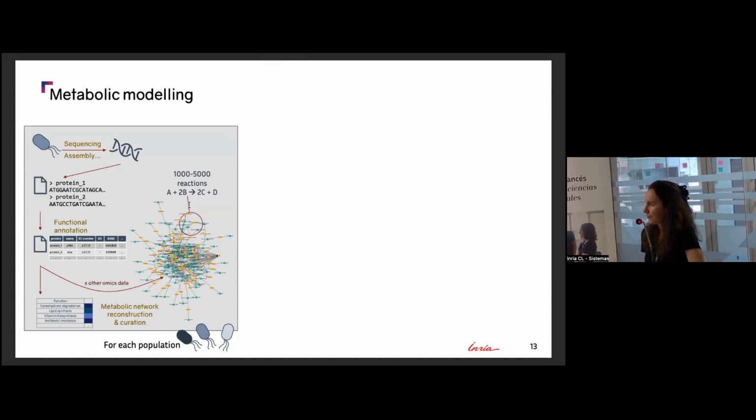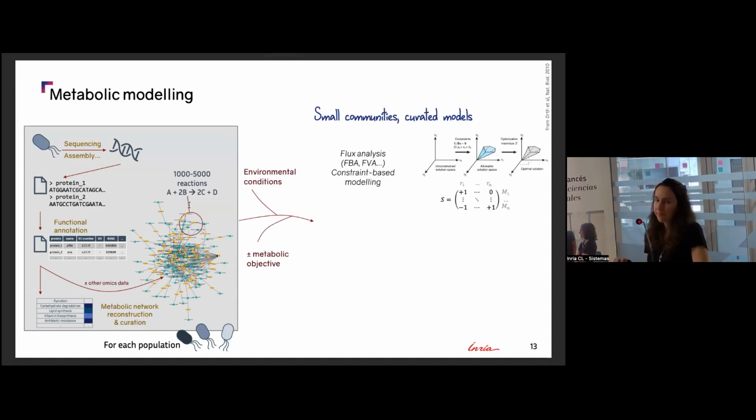So in the team, what we do is reconstruct metabolic networks for all members of a community, and then we choose the model depending on the question and on the constraints of the community. So if we work with small communities on which we can make some manual curation, taking into account literature, expertise, we use constraint-based modeling. So we build numerical models associating numerical values to each of the metabolic reactions in order to quantitatively predict the activity of the reactions.